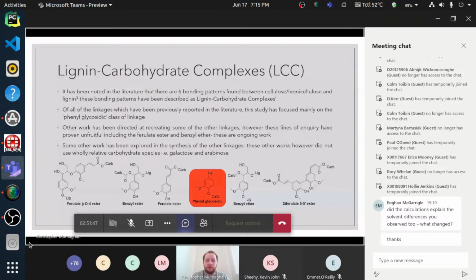If you see along the bottom here, these are 6 bonding patterns that are seen in nature between lignin and carbohydrates. You see that the orange box, the phenylglycosidic, is the one that we'll be focusing on today, because that's the synthesis of the compounds that we have focused upon.